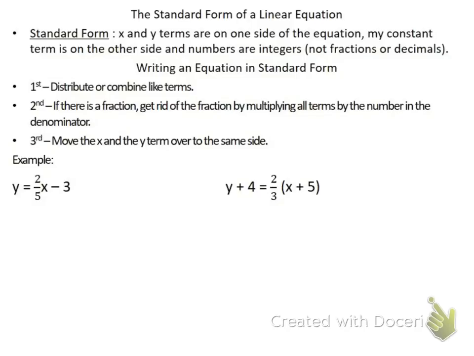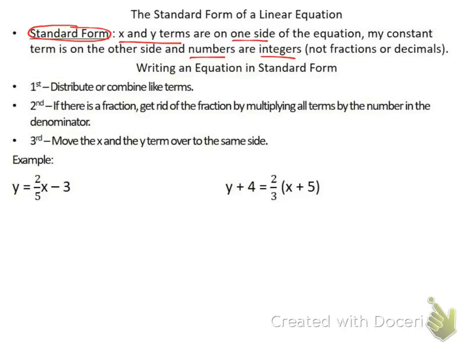The next thing that I have is standard form. With standard form, go ahead and circle standard form. I want my x and y on one side of my equation, and then I want the regular number, just the constant term, which is just a number, on the other side. And I want all my numbers to be integers, meaning they're not fractions or decimals. So I want to get rid of fractions or decimals and have x and y on the same side of the equal sign.